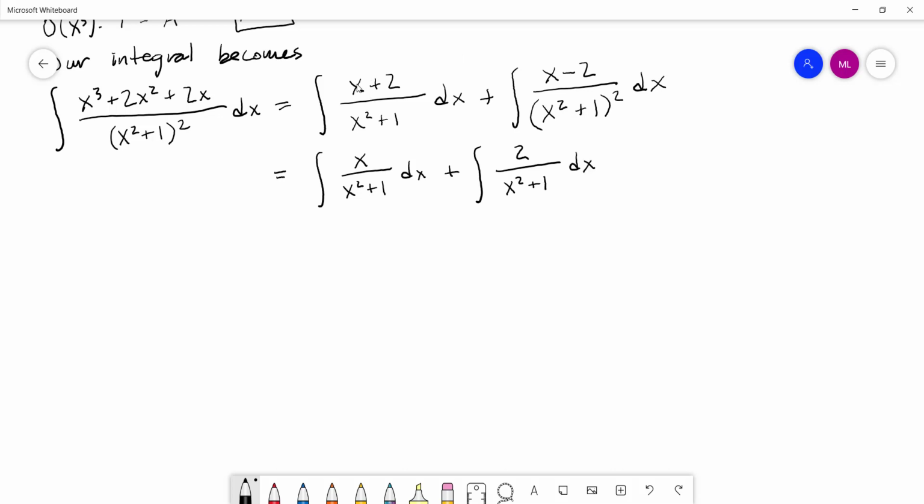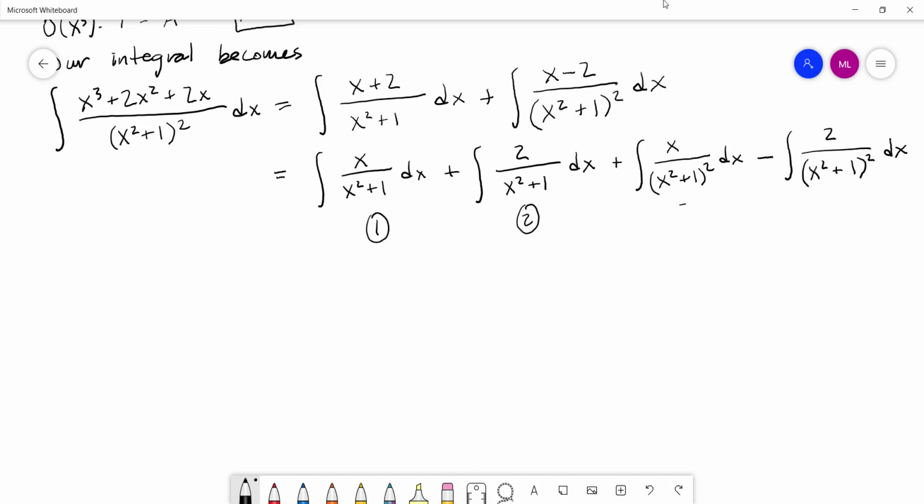So now I've taken into account this part and this part. Now let's move over to this one, plus the integral of x over x squared plus 1 squared dx. And lastly, this minus 2 piece. So let's pull the minus out, minus the integral of 2 over x squared plus 1 squared dx. And label 1, 2, 3, and 4. Here are our 4 separate integrals that we're going to deal with.